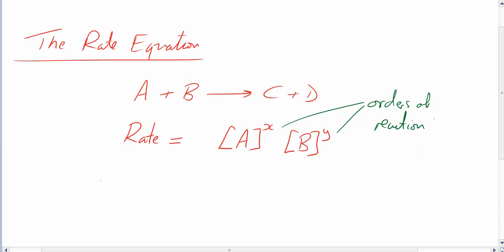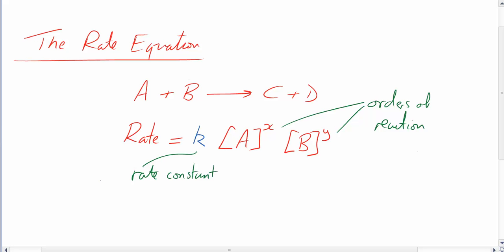There's something else that's missing from our rate expression here, and that is the rate constant K. Our rate constant K is a constant that is temperature dependent. So as long as we keep the temperature constant, the rate constant K will remain constant. If we change concentrations, change pressure, anything, as long as we're talking about the same reaction, the rate constant will remain constant.